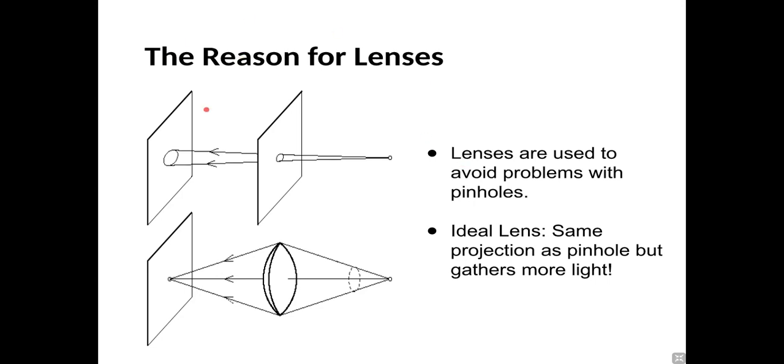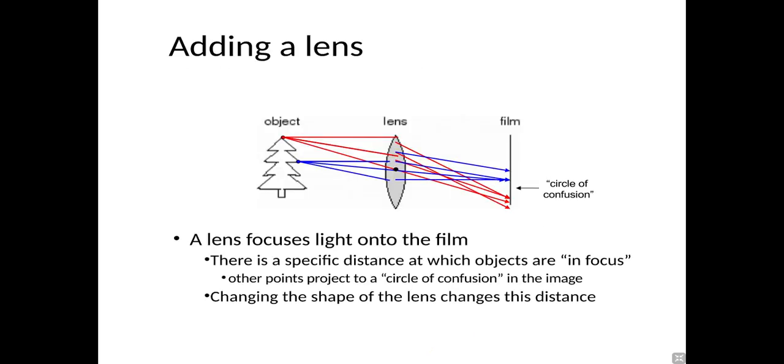So when we use a lens, why do we need a lens? Lenses are used to avoid problems with pinholes. For an ideal lens, the projection is the same as a pinhole, but it can gather more light. So that's why we use a lens. So this is the barrier from before. With this lens, it will focus light onto the film. So film, or the memory where we save the file.